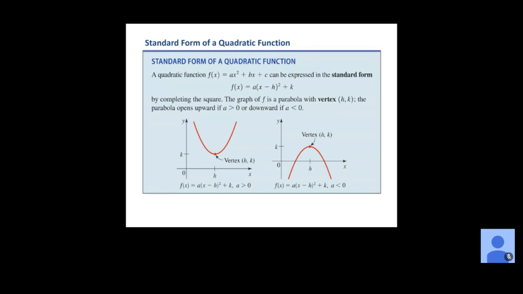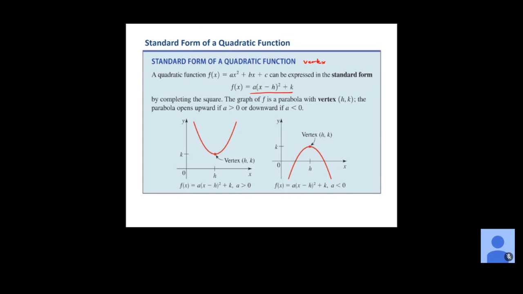Right, now, standard form of a quadratic function. Another name that you might see for this is vertex form. Okay, so if you ever see either one of those things in the context of our textbook, they mean the same thing. So standard form or vertex form. We're going to take the ax squared plus bx plus c form that we just saw on the last slide, and we're going to rewrite it in this form, a times x minus h squared plus k. So this form right here is what we call standard form or vertex form.